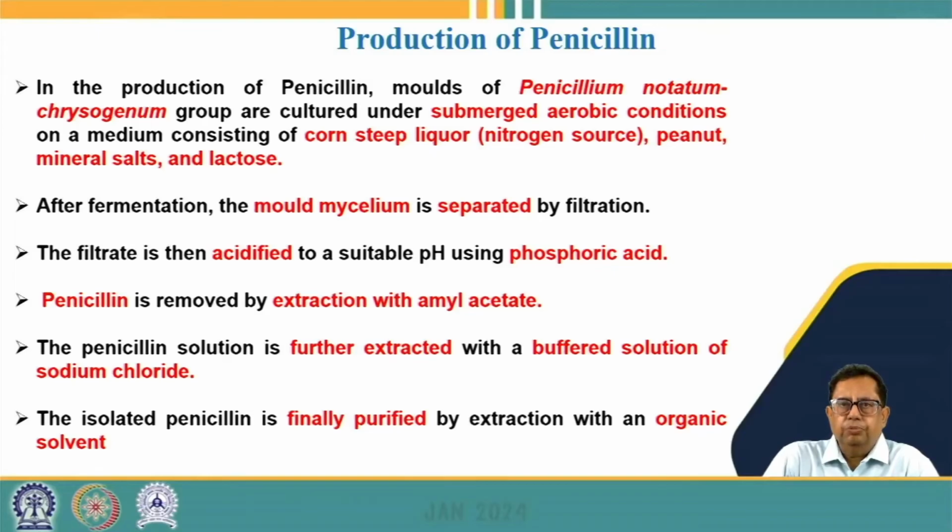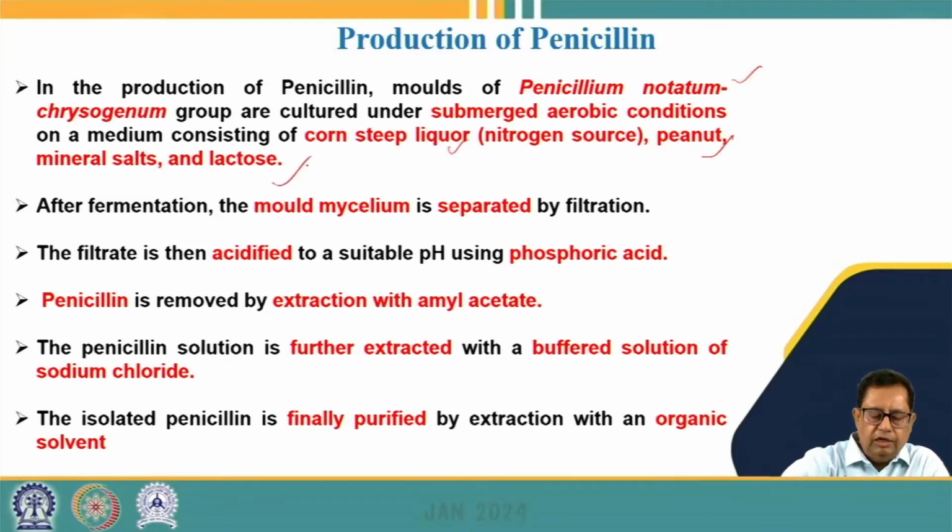Now let us talk about the production of one important type of antibiotic, that is penicillin. Penicillin is produced from the molds Penicillium notatum and Penicillium chrysogenum. This group, which is cultured under submerged aerobic conditions, as the fungi are aerobic, is fermented in aerobic conditions. The medium that we use is corn steep liquor, a very good nitrogen source. Similarly, we can add peanuts or mineral salts, and lactose is added as the carbon source.